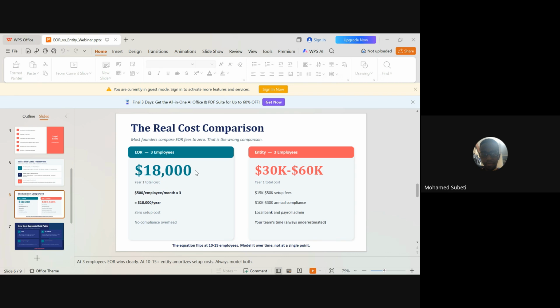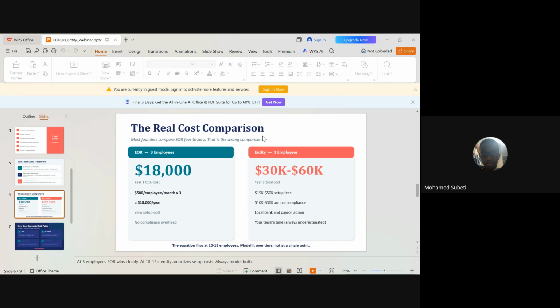Okay. Now let's talk about the cost comparison. This is where most founders get it wrong. The mistake I see all the time is people comparing the EOR monthly fee to zero. They think, if I set up an entity, I don't pay that monthly EOR fee, so I'm saving money. That's not the right comparison. The right comparison is total cost of EOR versus total cost of entity ownership over the same period.